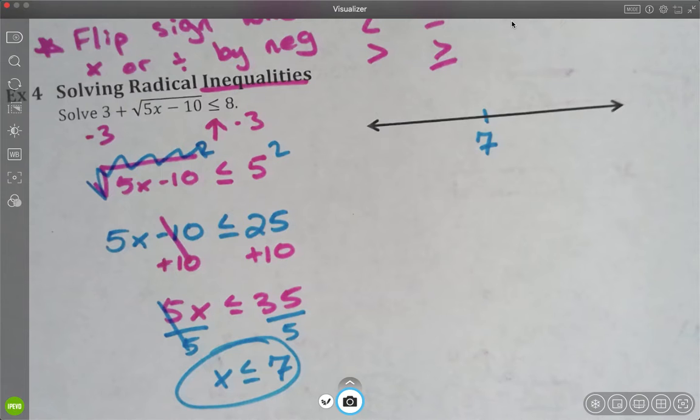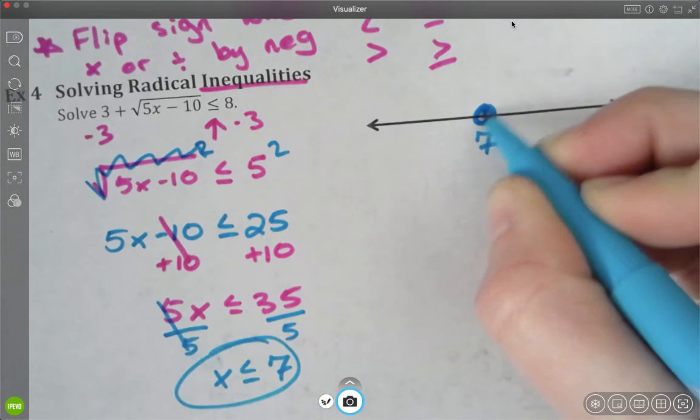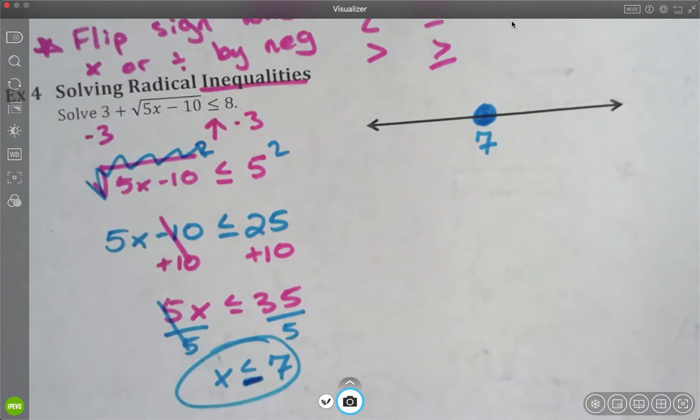7 goes in the number line. Is it an open or closed dot? How do you know that it is closed? This equal to symbol tells me it's closed. And which way are you going?